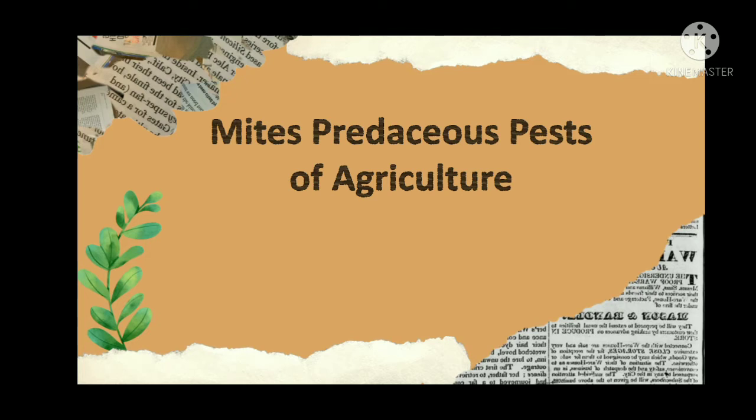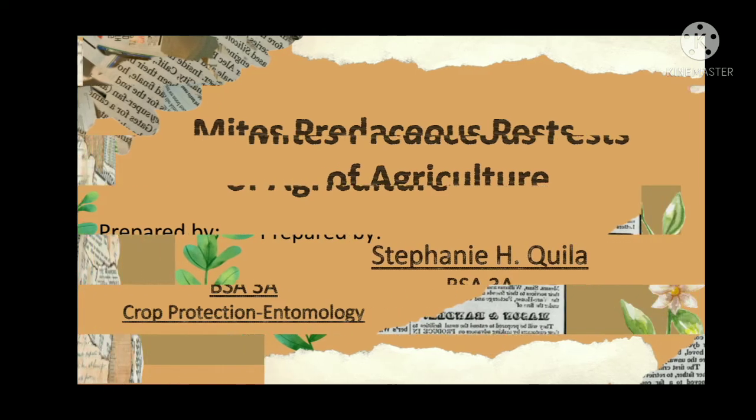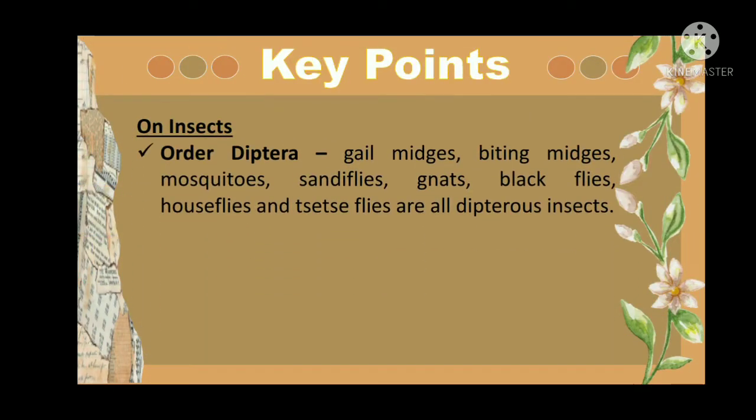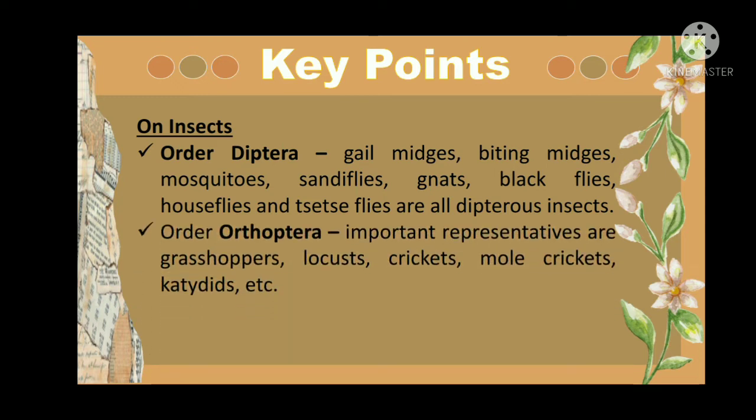Mites, predaceous pests of agriculture. Key points. On insects. Order Diptera. Gall midges, biting midges, mosquitoes, sand flies, gnats, black flies, house flies, and tsetse flies are all dipterous insects.